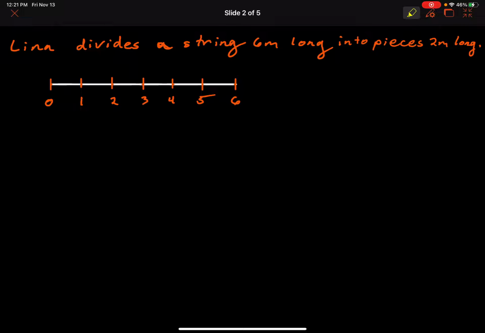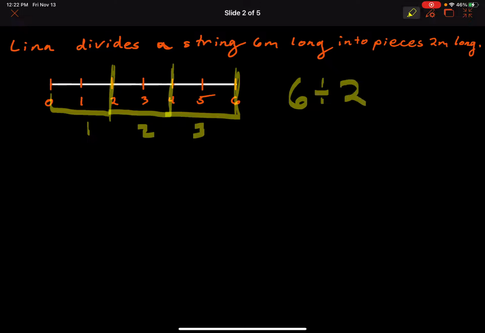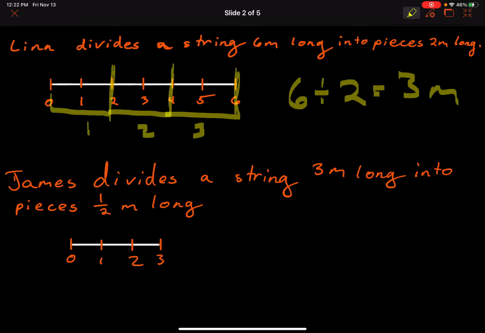Each piece is going to be 2 meters long. So I'm going to cut it there, and there, and there. So how many pieces do I have? I have 1, 2, 3. And if I write this out as an equation, I have 3 pieces the length to fit into 6. So the question is 6 divided by 2 equals 3, and that's meters, right? Now I'm going to look at this as a division question.